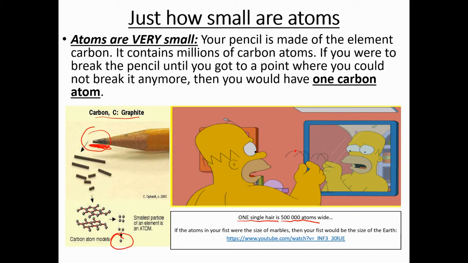So that's how small a single atom is. You can fit 500,000 of them across a single hair strand. Extremely tiny. You can watch this video if you want to get a better understanding of how small atoms are. This does a great comparison of that.